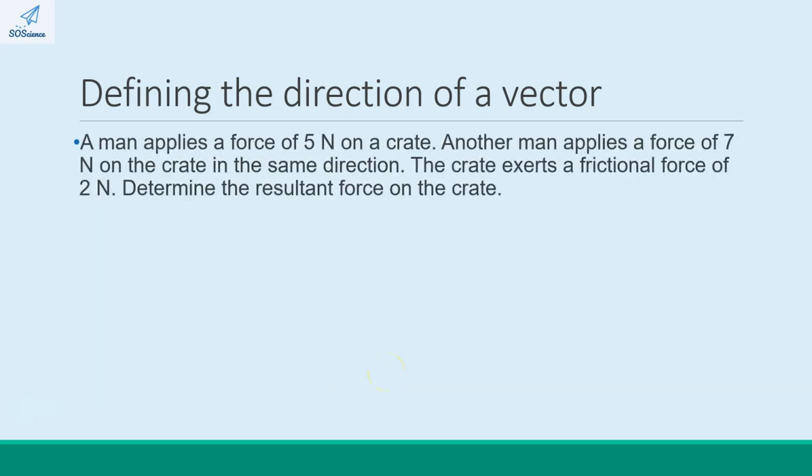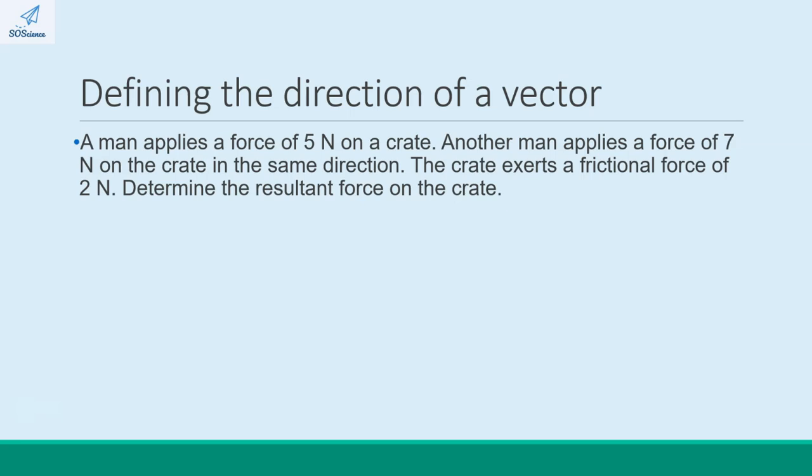Let's look at the next example. A man applies a force of 5 newtons on a crate. Another man applies a force of 7 newtons on the crate in the same direction, and the crate exerts a frictional force of 2 newtons. Determine the resultant force on the crate.